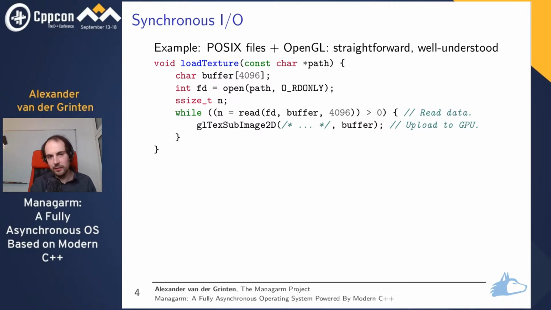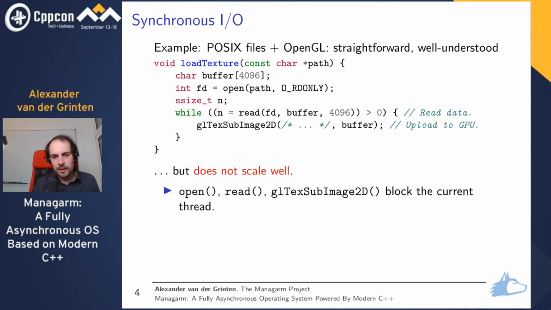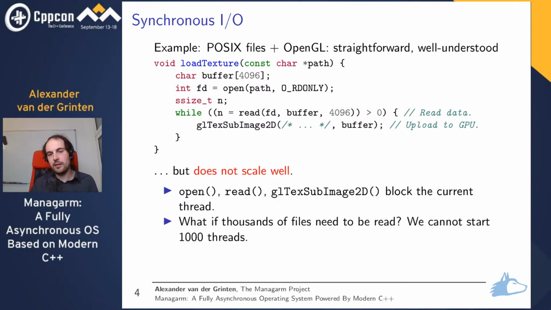It's synchronous. We can easily reason about all the things that this code does, but it does not really scale well. Why not? These system calls, open, read, and whatever glTexSubImage2D uses internally, they all block the calling thread. You might think that's maybe not an issue for this code, but it becomes an issue if we suddenly want to read 1,000 files and upload 1,000 files to the GPU. We cannot just start 1,000 threads and call this function once per thread. That's really inefficient. That just won't work and won't scale very well. I also claim that these abstractions that we see in this code do not really map well to modern hardware. Why is that?